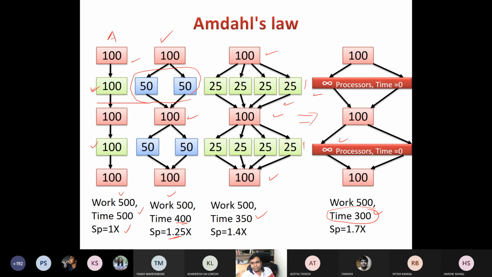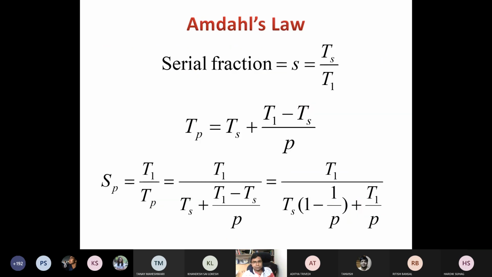Because of the serial part, out of this 500 work, 300 needs to be done serially. And that is the bottleneck. You cannot get speed up more than 1.7 because of that reason. So let's formalize the serial fraction. Let the serial fraction be S. S is equal to TS by T1, the serial fraction of the work.